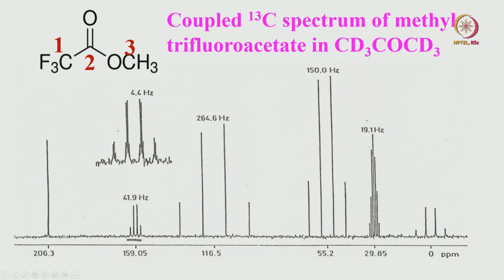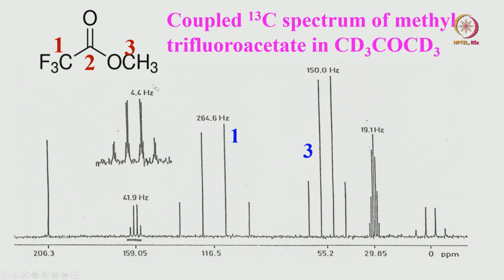If you look at the next one, we can start making the assignment. This is carbon 1, and I would say this is carbon 3. Okay, that carbon 3 is fine. Why is it a quartet? See, remember there is 1, 2, 3, 4 bond coupling with the fluorine, which may not be reflected in the spectrum, which may not be there at all.